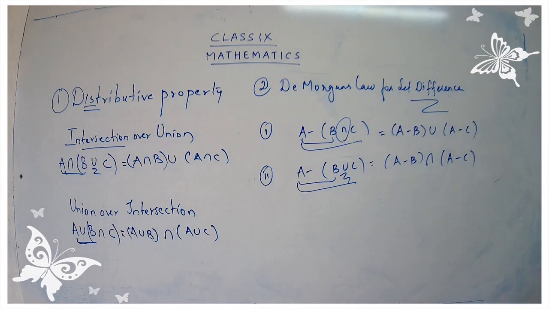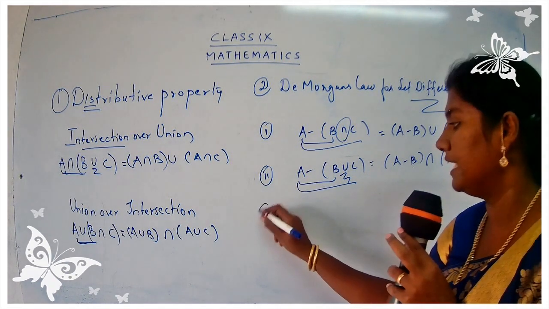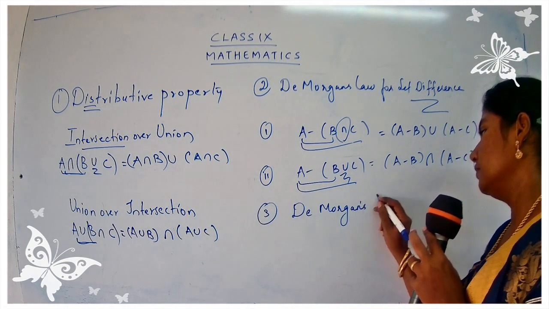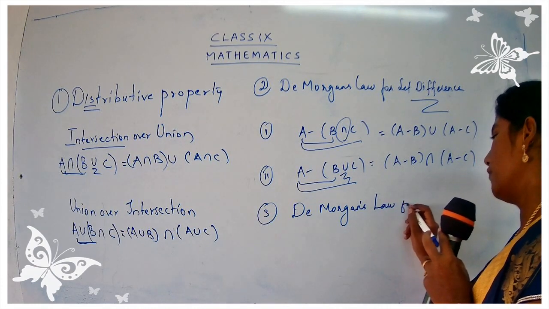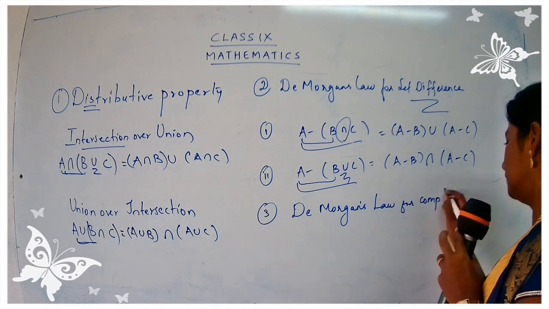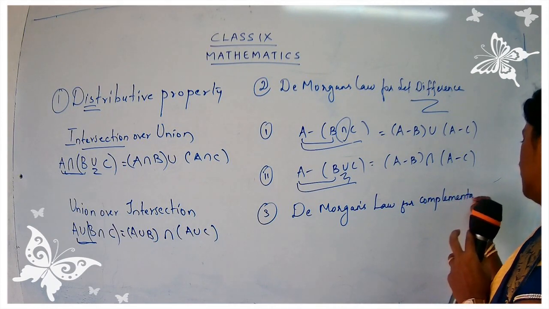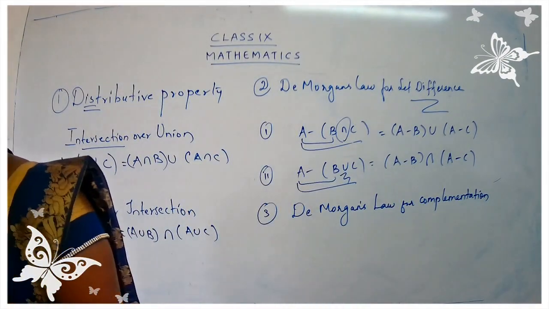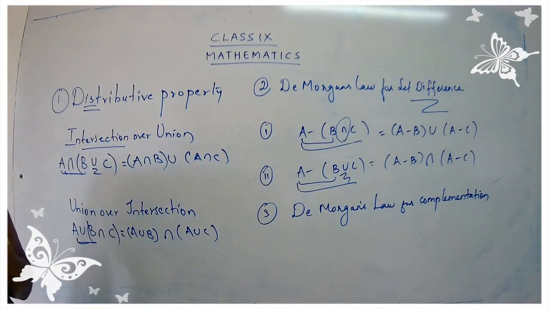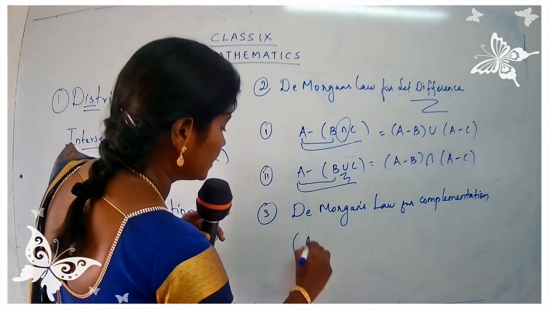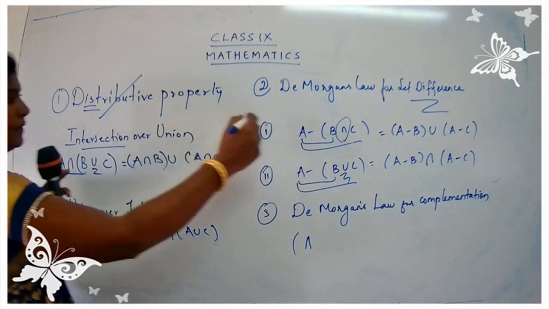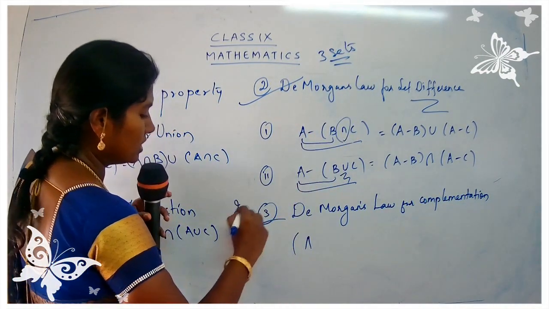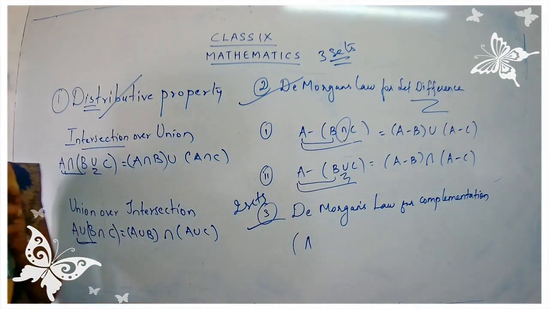The third one was De Morgan's law for complementation. Here we have two cases. A union B the whole dash. Here we deal with two sets. For the distributive property and for De Morgan's law for set difference, we deal with three sets, and for De Morgan's law of complementation, we deal with two sets.